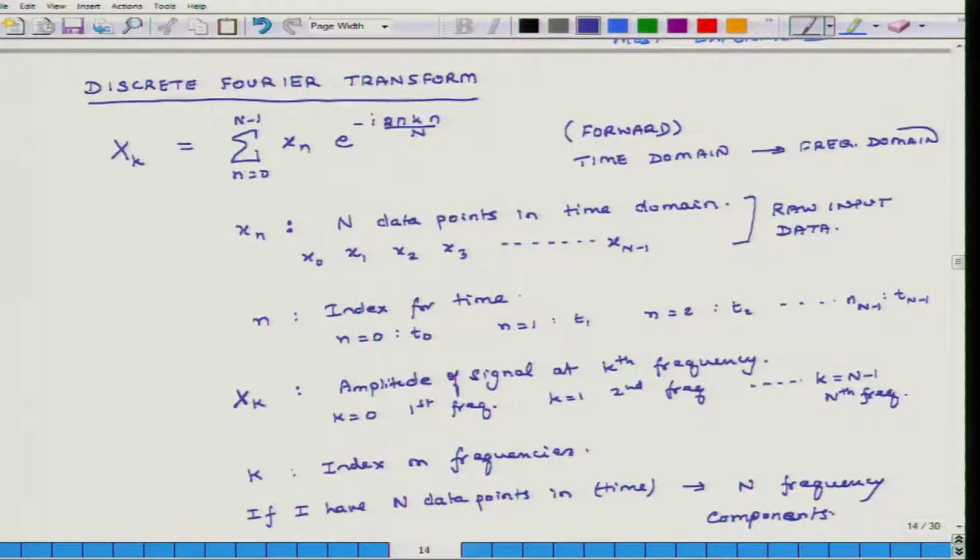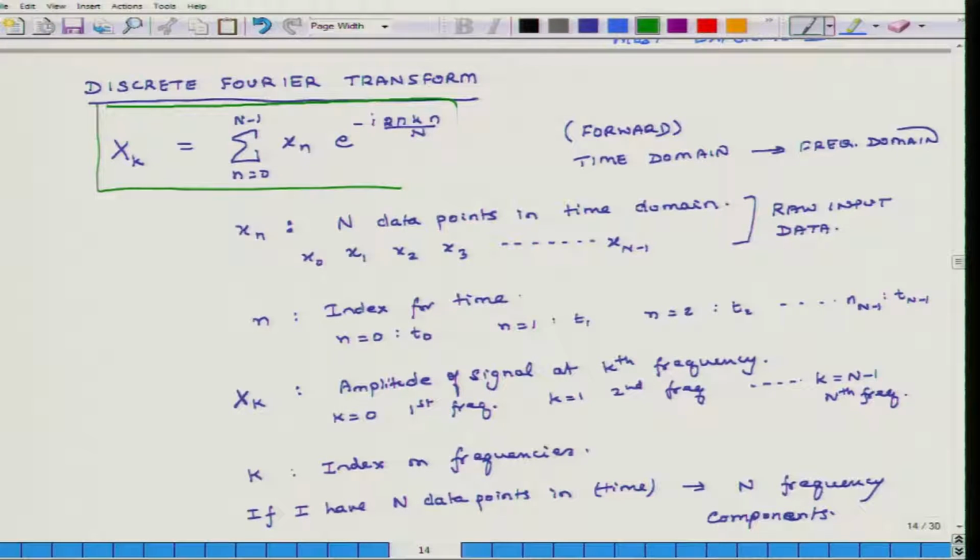Components. If I have n points in time, from that information I can extract n frequency components. Now, all of them may not be unique, some of them may be repeated, but we will get n different frequency components. So, how do we use this formula?